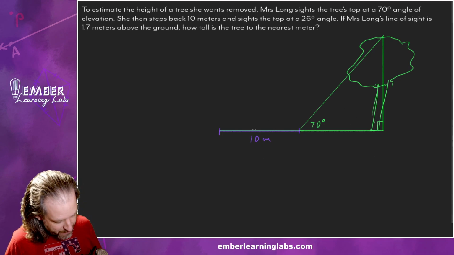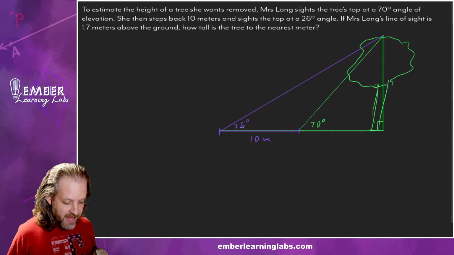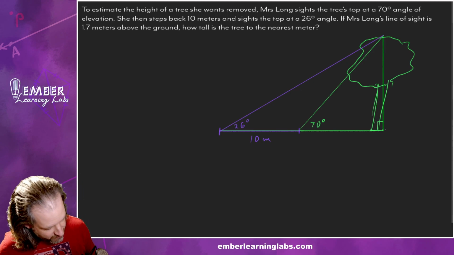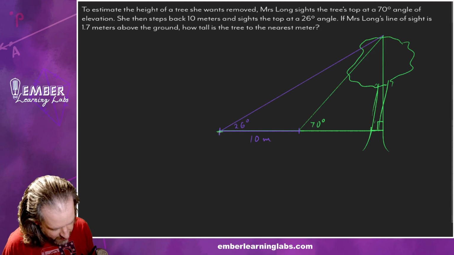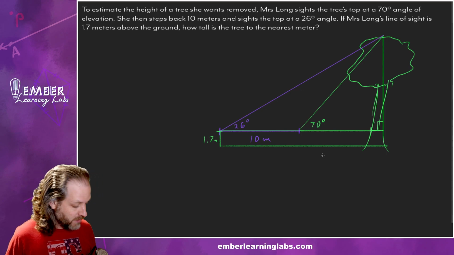And she sights the top at a 26-degree angle. So from here to the top is 26, so this is 26 degrees. If Mrs. Long's line of sight is 1.7 meters, so the tree is actually like this tall, and this height from her eye to the floor, right there, is 1.7 meters. All right. And so now we need to figure out how tall the tree is.